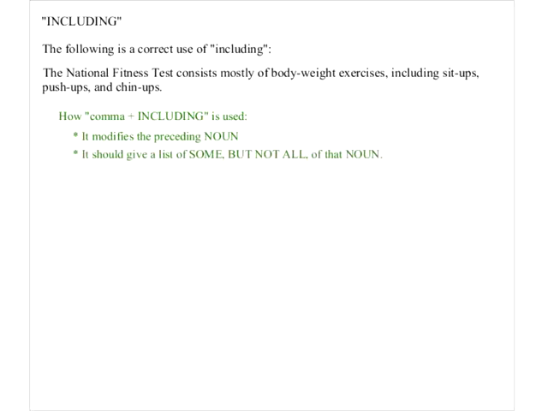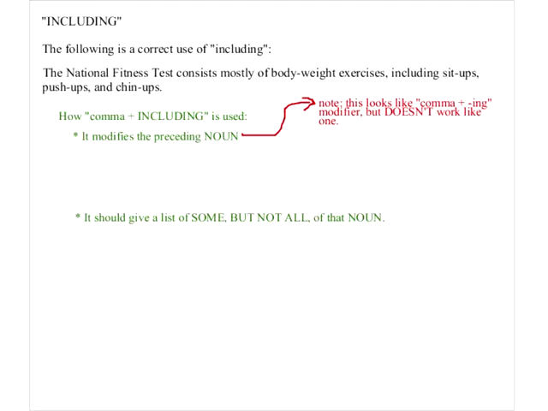This is really important. This is an exception. This looks like a comma plus ing modifier, but doesn't work like one. So if you have a comma, any other verb, ing, this is not how they work. I'll give you a quick review of that without going too far off topic here.